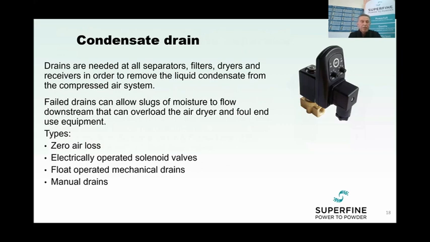Condensate drain. A condensate drain is needed at all separators, filters, dryers, and receivers in order to remove the liquid condensate from the compressed air system. Failed drains can allow slugs of moisture to flow downstream that can overload the air dryer and foul end-user equipment. The main types of condensate drains are zero air loss, electrically operated solenoid valves, float-operated mechanical drains, and finally manual drains.